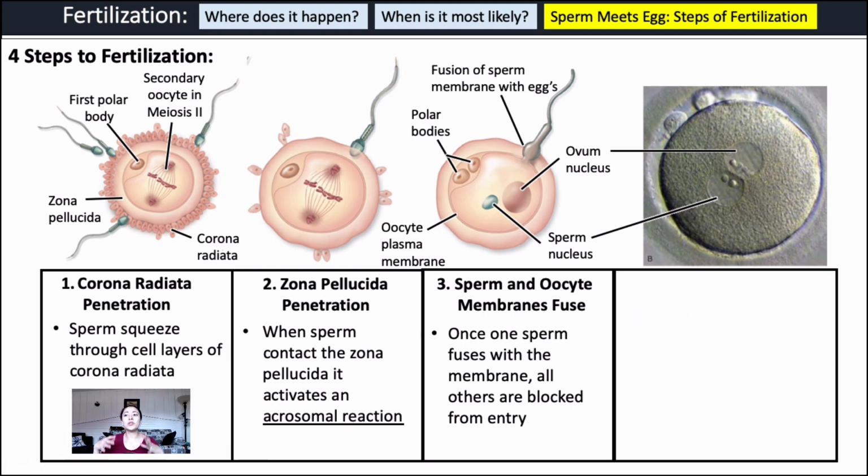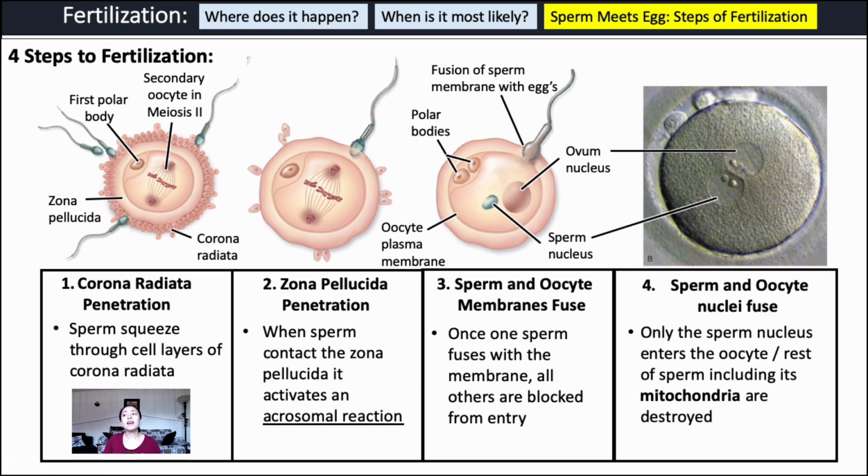Once the sperm and oocyte's membranes fuse, next the sperm and oocyte's nuclei will fuse. So an important point here is that only the sperm nucleus enters the oocyte, as you can see here. The rest of the sperm, including its mitochondria, are destroyed. So it's only their genetic information that's being contributed to the egg. And here you can actually see the nucleus of the sperm and the egg fusing together to combine their genetic information. Out here you can see two polar bodies, which are just going to degenerate and die.